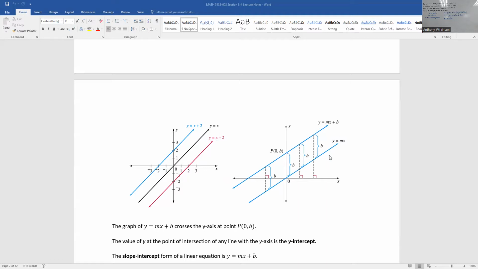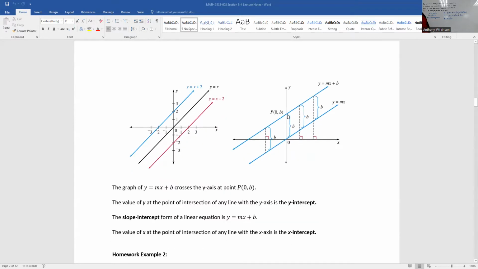And for y equal mx plus b, here's the graph of y equal mx. Here's the graph shifted up b places. Because y equal mx crosses the origin, whereas y equal mx plus b is going to be crossing the y-axis at point b. And we actually call that point where this graph crosses the y-axis the y-intercept. So the point 0, b is called the y-intercept.